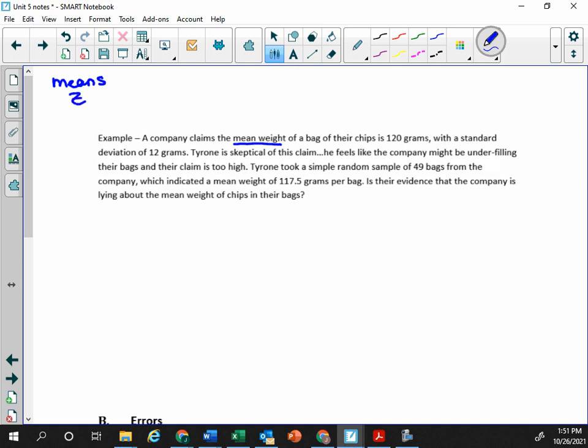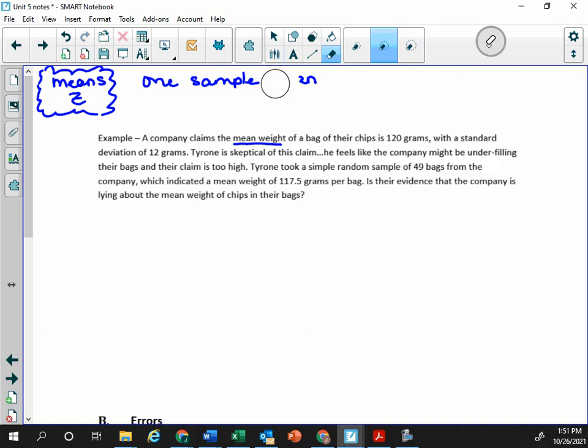So your brain is now narrowed down to we are only looking at means and Z. Now, what you'll want to do on your test is actually name the type of hypothesis test you're doing. And just saying a means for Z is not quite enough. We would call this a one sample Z test for means.